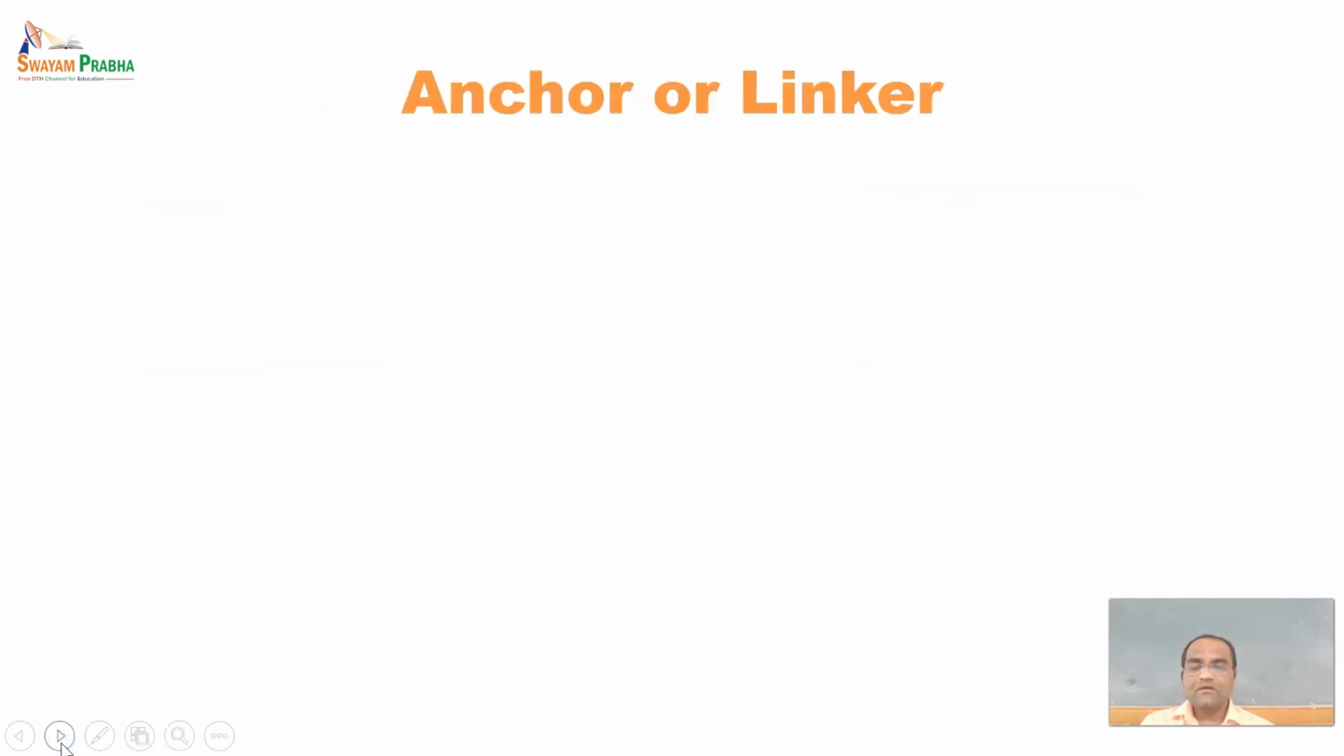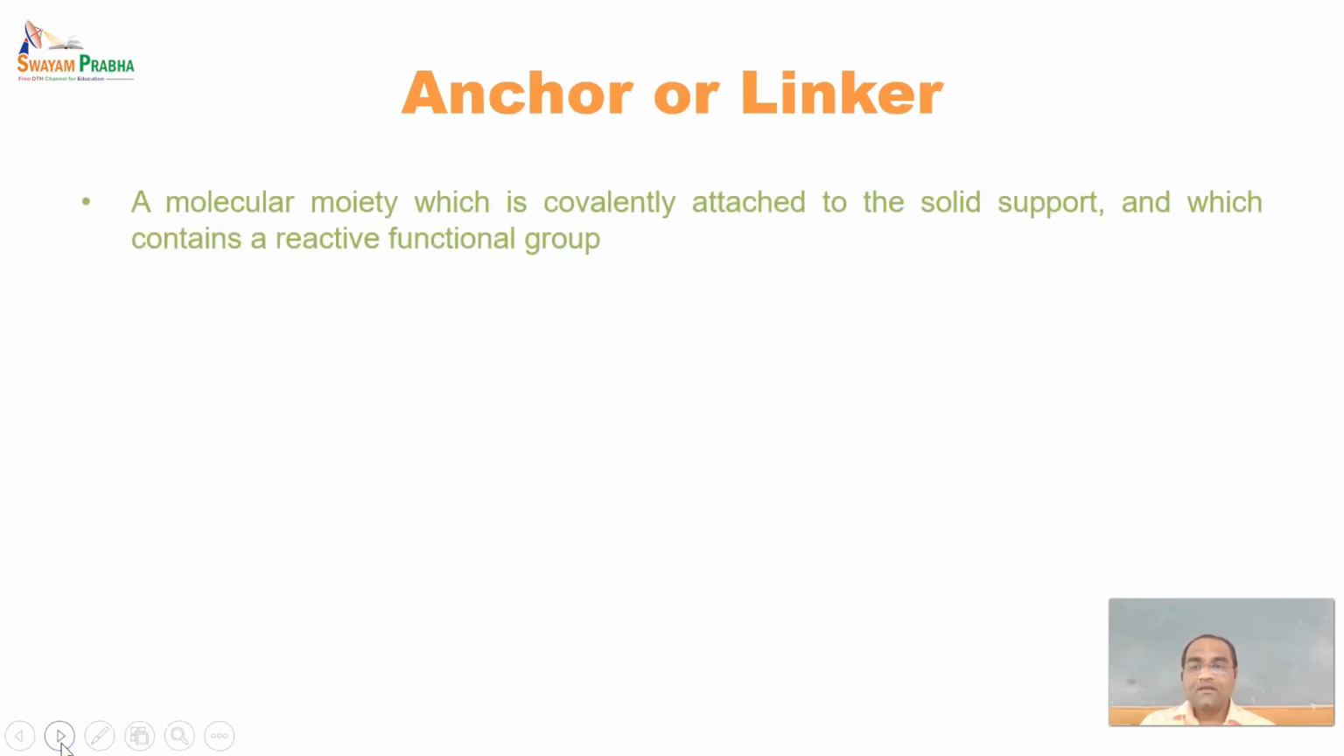Now what is an anchor and linker? We will see. The molecular moiety which is covalently attached to a solid support and which contains a reactive functional group is said to be an anchor or linker. It allows attachment of the first reactant. So that is the role of an anchor or linker: to attach the first substrate, and as soon as the first substrate gets attached, there will be a chain of substrate attachments further.